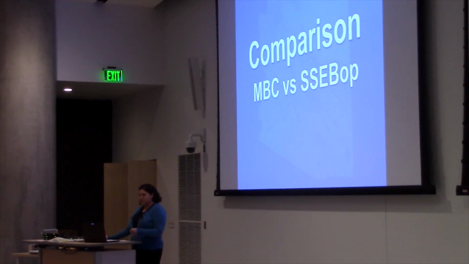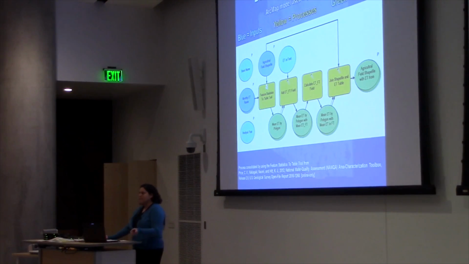So the comparison of the two models. I took the output that you saw on the earlier slide, and I ran it through this model, and using the feature statistics to table tool in order to pull the exact evapotranspiration from each agricultural field, and then recalculate it because it is processed in millimeters, recalculate it so that it meets what the Blaney-Criddle is processed in inches. And eventually our goal is to get to acre feet.